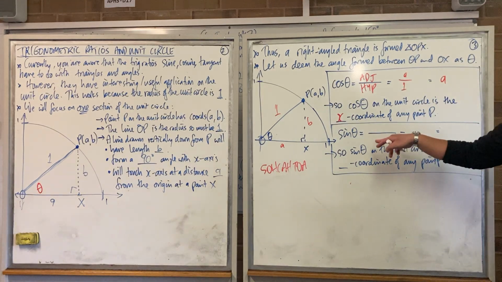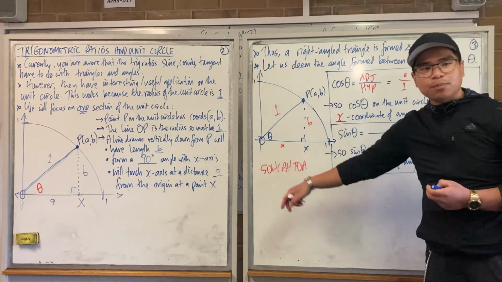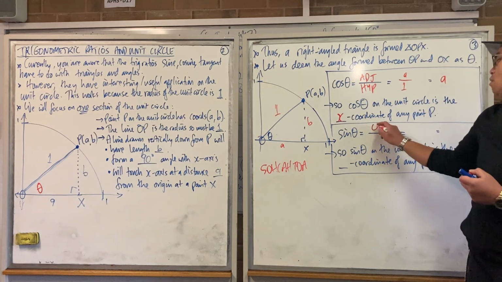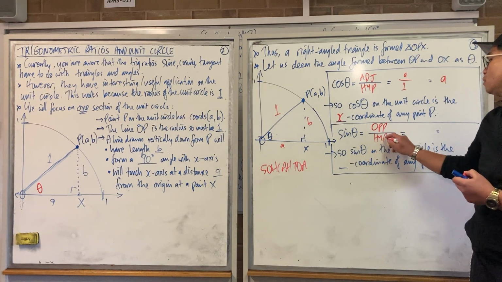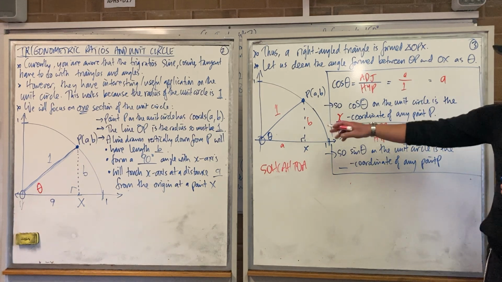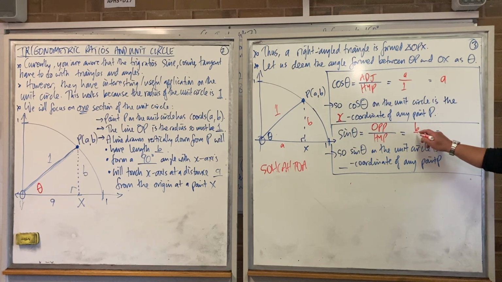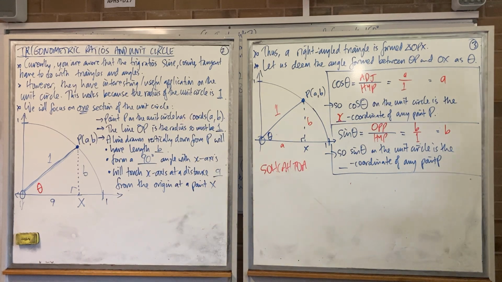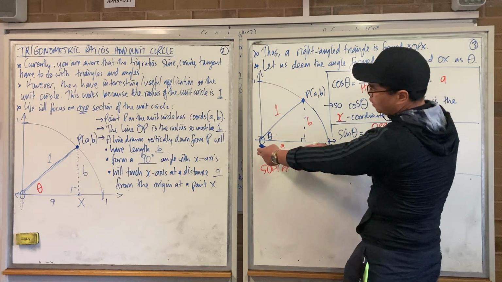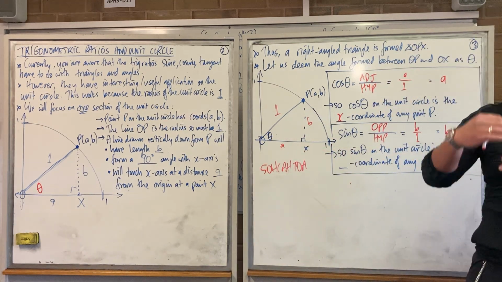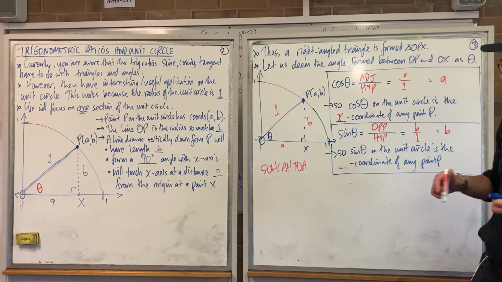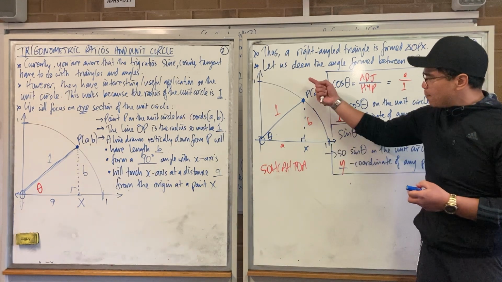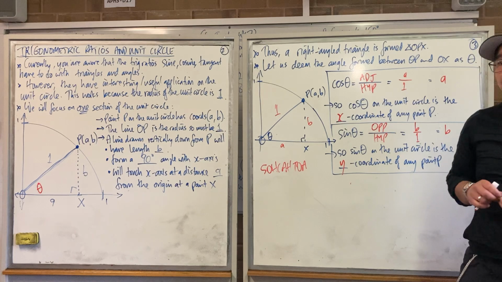Let's do the same thing for sine. Sine is opposite over hypotenuse. What's the opposite in this situation? B. Over 1, because the hypotenuse is 1. So what's sine theta? B. So on the unit circle, sine theta is telling you what? Is it telling you the x coordinate of the position of P, or the y coordinate? The y. It's telling you how far you've gone up or down from the x-axis. Okay?